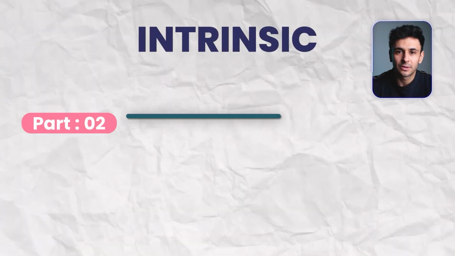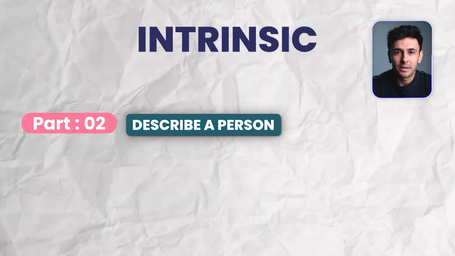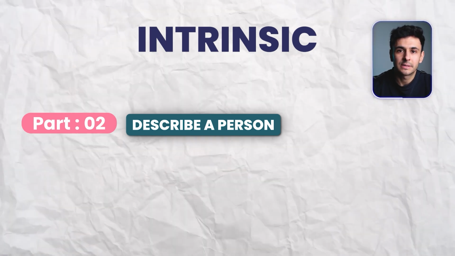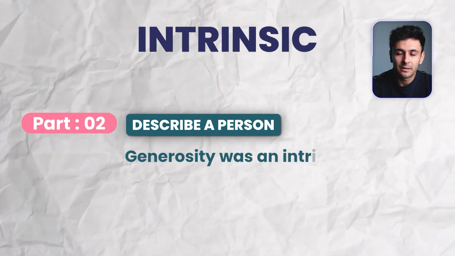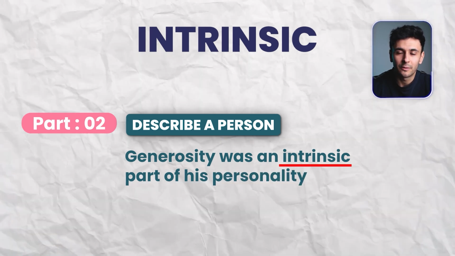In part 2, if you get a cue card that's asking you to describe a person, one way you could use it is that you talk about the person, and then when you are describing them, you could say, generosity was an intrinsic trait of his personality, of who he was. And it means that someone by nature has always been generous, whether it's your grandfather or whoever you're talking about, it means that they value that trait a lot. It's just part of who they are, and it's extremely important to them.